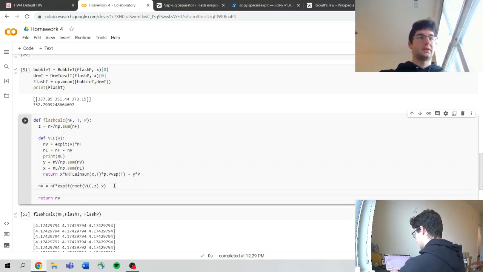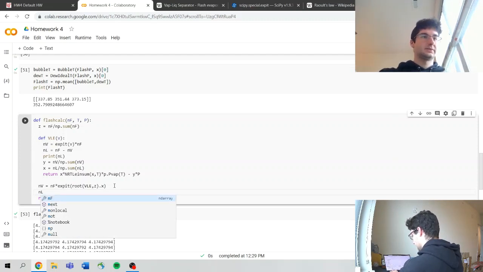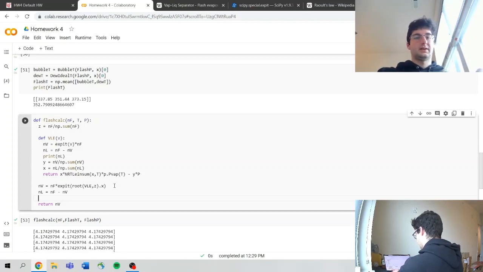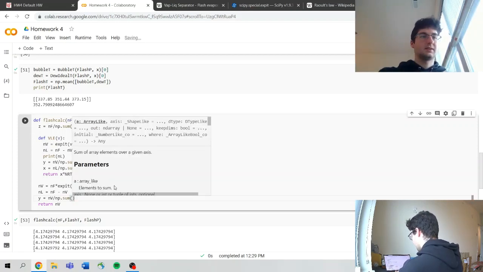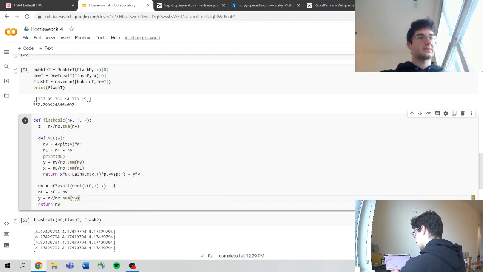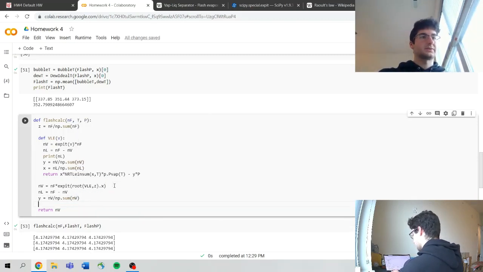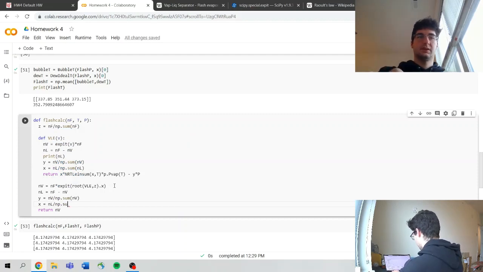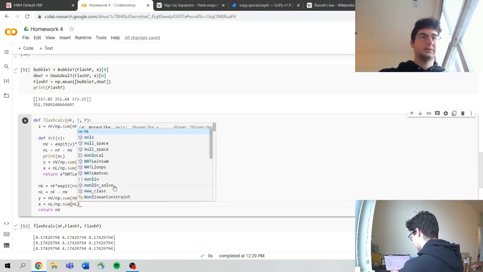So let's finish this out by calculating n sub L, which equals nf minus nv. Then we have y is equal to nv divided by the sum of n sub V. So we're basically just copying over the equations we had up top to get our x's and y's. That's the sum of n sub L.